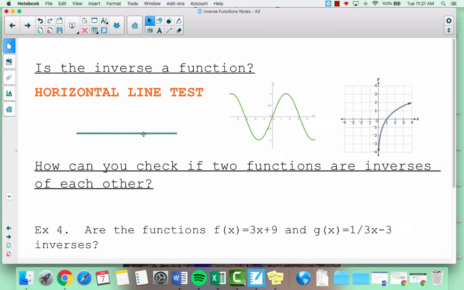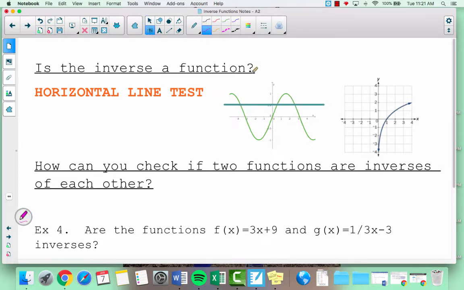So the horizontal line test, what we're going to do is use a horizontal line. You could use your pencil or anything like that, or just visually you could do it. You're going to draw a horizontal line through any part of your graph. And what you hope for is that the graph only hits the line once. Well, in this example of this graph, notice that my horizontal line hits the graph 3 different times. So that means that it fails the horizontal line test, which means that the inverse of that graph is not a function.